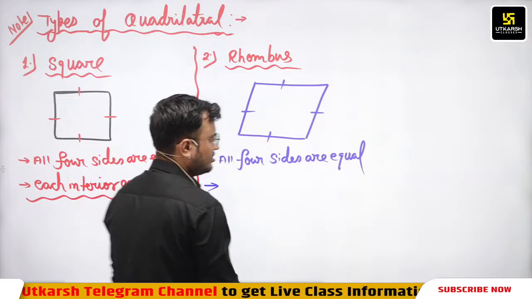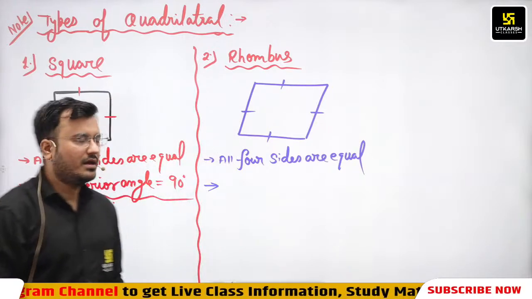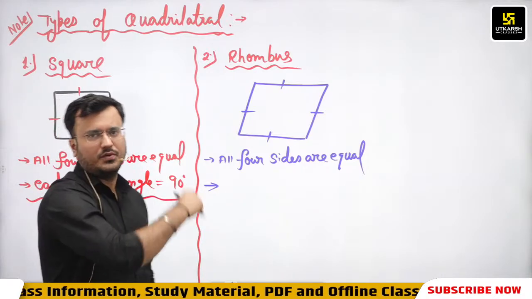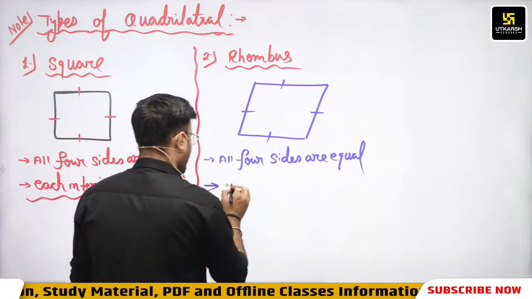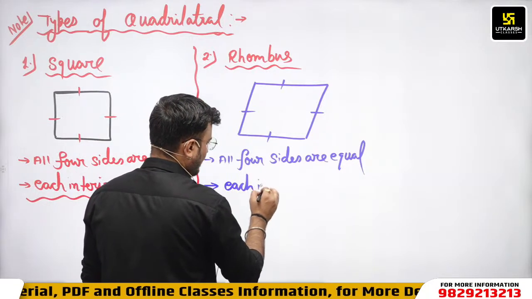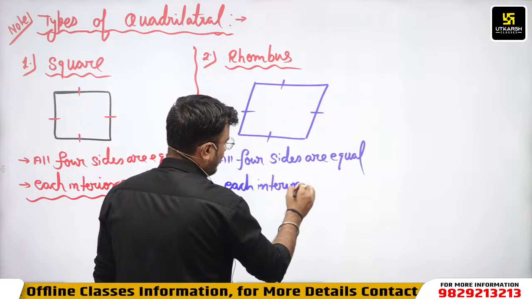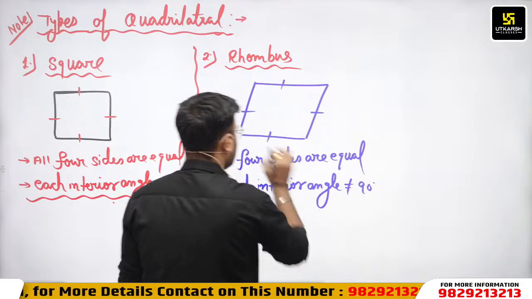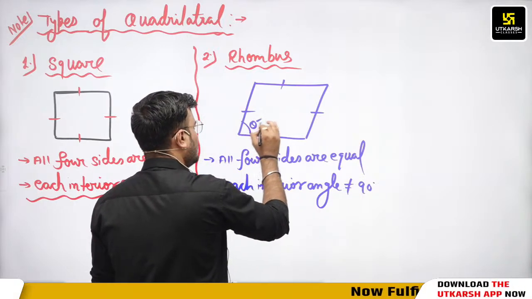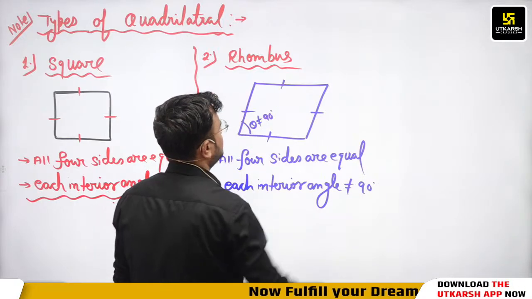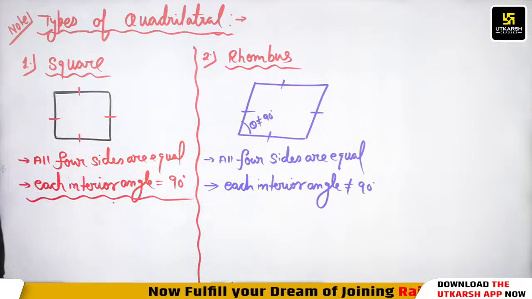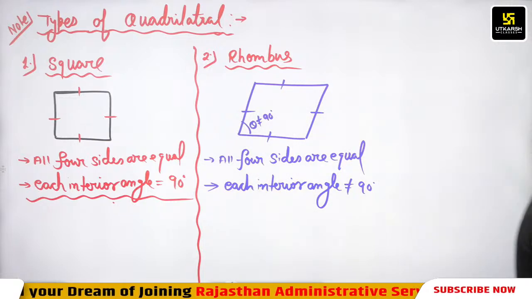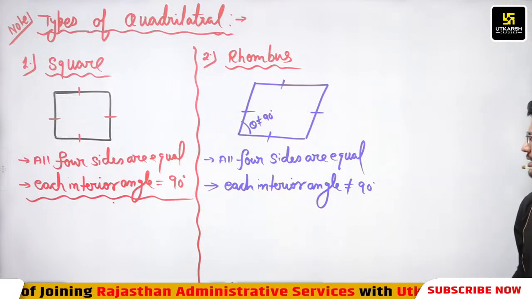But the difference from the square is that each interior angle is not equal to 90 degrees. So this angle is not equal to 90 degrees. That kind of figure is known as your rhombus. So a rhombus is the same as a square, but the difference is what? The interior angle is not equal to 90 degrees.